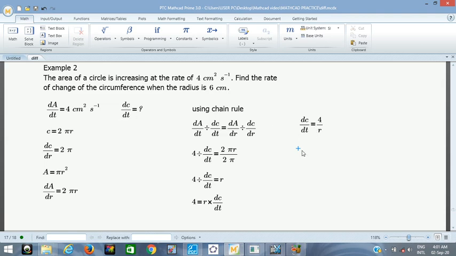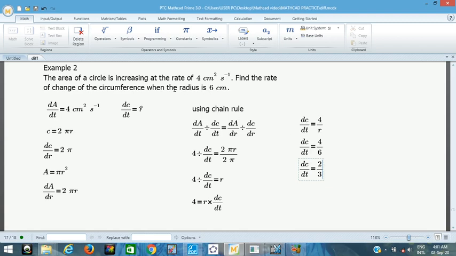So with this we can get our final result. So dc dt is now going to be equals to 4 divided by r, and r is given in the question as 6, so divided by 6. So that is all. Then we can take it to the lowest form. 2 can go into 4 and 3. So final answer dc dt is now going to be equals to 2 divided by 3. So this is your answer.